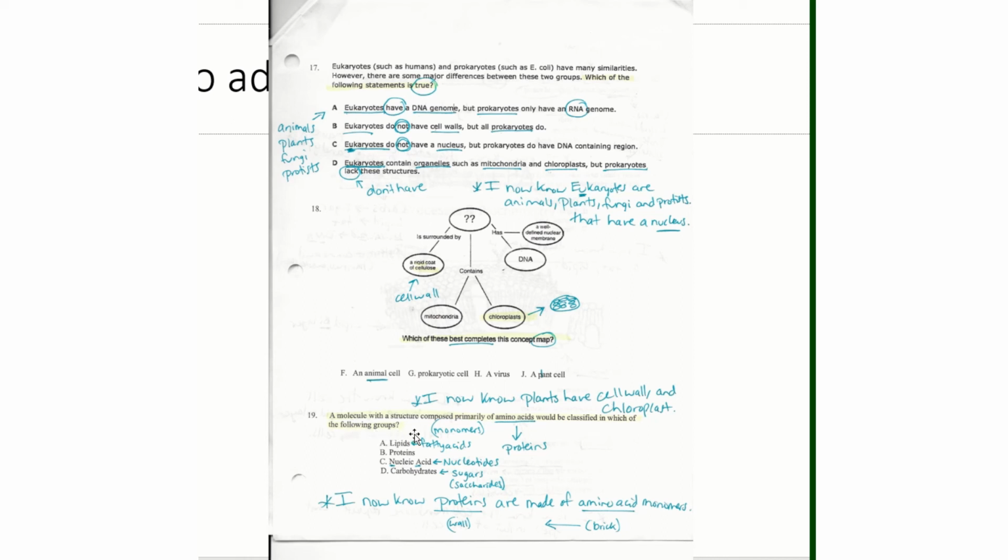A molecule with a structure composed primarily of amino acids would be classified in which of the following groups? Amino acids are proteins. The monomer, or the brick, that makes the protein is the amino acid. Without the brick, you don't have the protein wall. So lipids are made up of fatty acids. Proteins, yes. Nucleic acids are made up of nucleotide bricks. Carbohydrate is made up of sugar, saccharide, remember? I now know proteins are made of amino acid monomers. So that's your answer, protein.